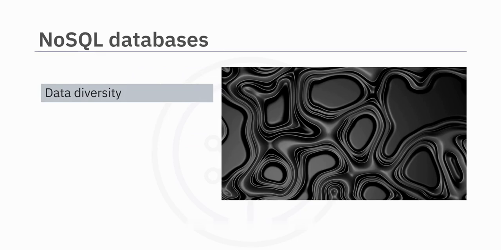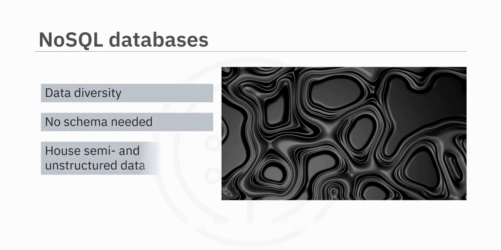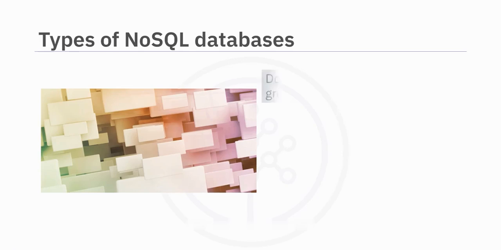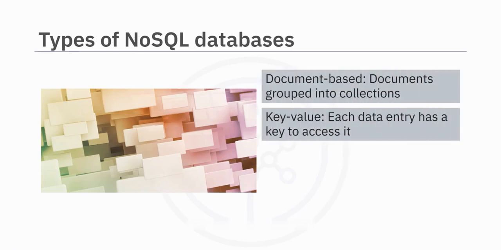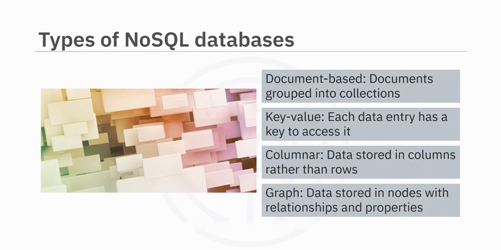Built for speed, flexibility, and scale, non-relational databases allow storing data without stringent schemas. They can house semi-structured and unstructured data. NoSQL databases include document-based, key-value, columnar, and graph. Document-based databases store semi-structured documents such as JSON files. You group documents into collections, and each document has its own structure. Key-value stores each piece of data as a key-value pair, so you retrieve and update the data using the key.